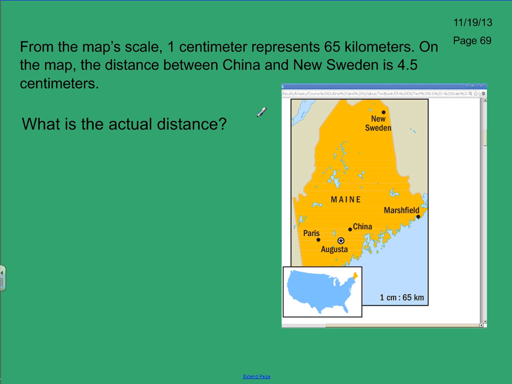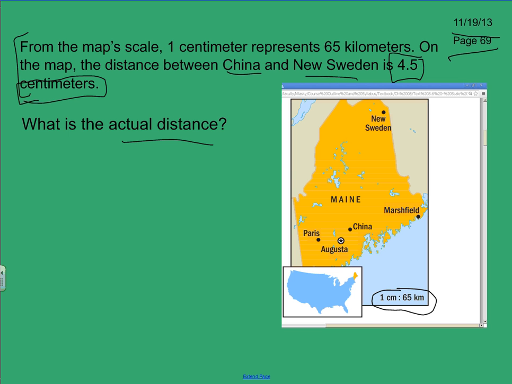You don't have to try and draw this picture, but I do want you to write this problem down. It should be on the top of page 69. It's November 19th, 2013. For this drawing, from the map's scale, 1 centimeter represents 65 kilometers. You can see that here, where the scale is shown on this map. On the map, the distance between China and New Sweden is 4.5 centimeters. Then it wants us to find out what the actual distance is.